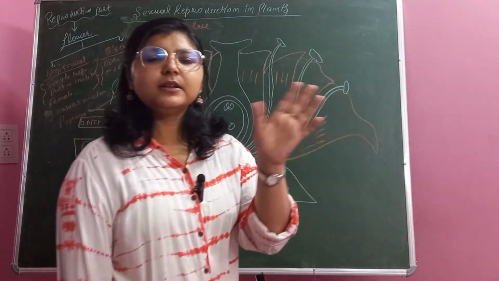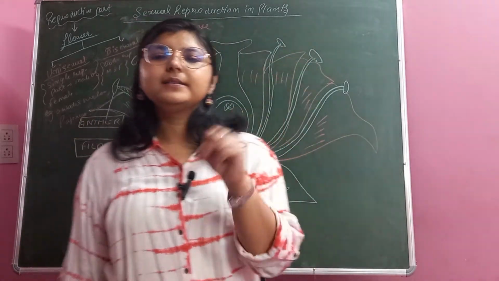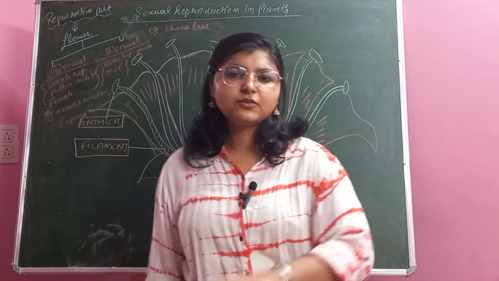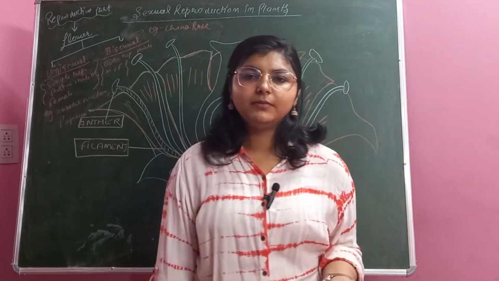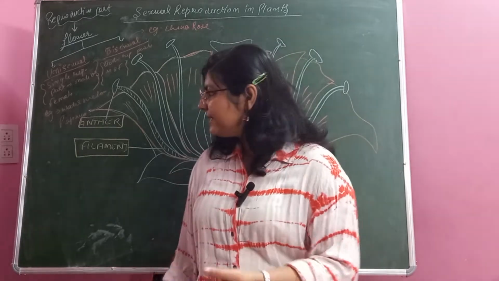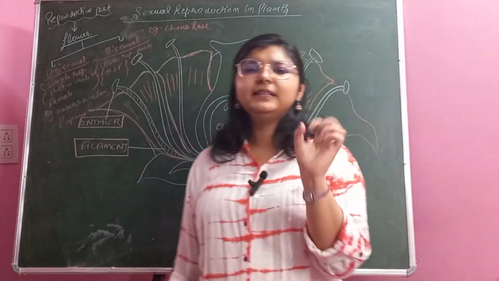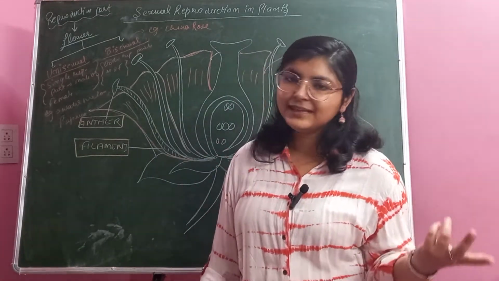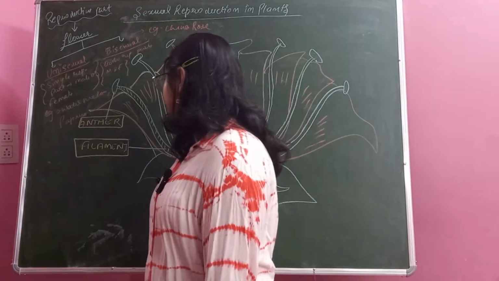Like in the human male reproductive system, there was vas deferens, urethra, penis, testis, scrotum, all of this combine and form what? Male reproductive system. Similarly, in flower, anther and filament combine to form the male reproductive system. That's it. Its reproductive system is just this small.